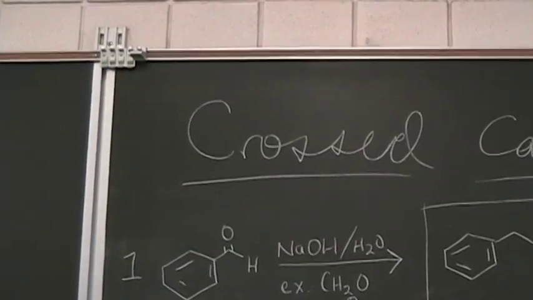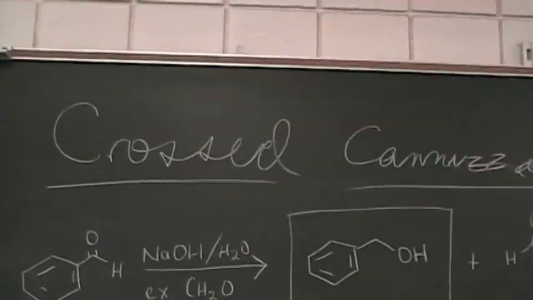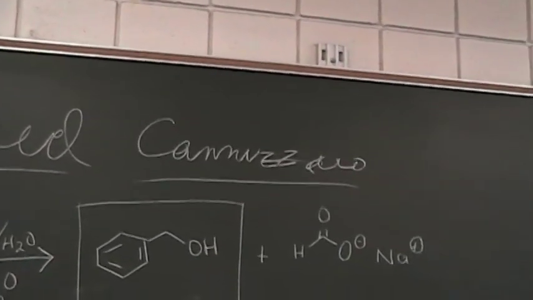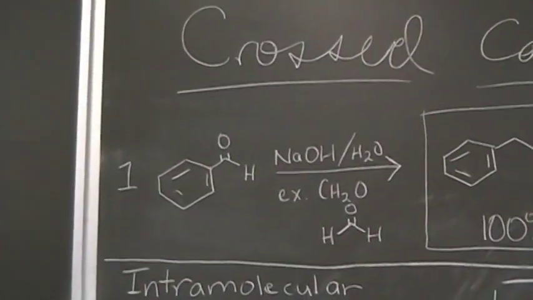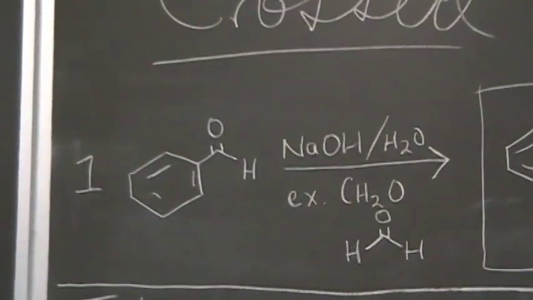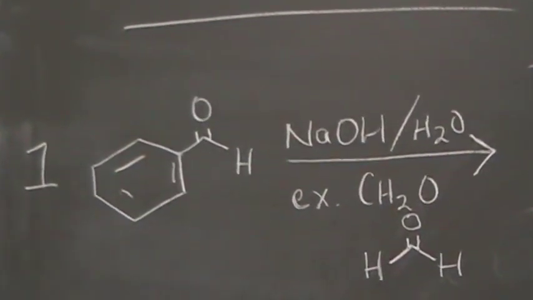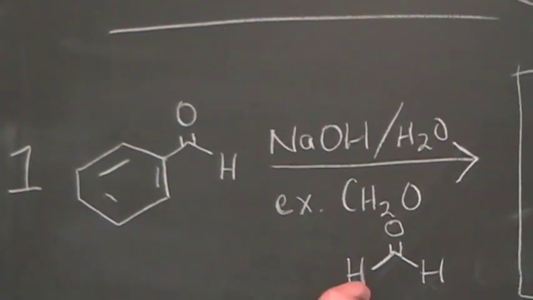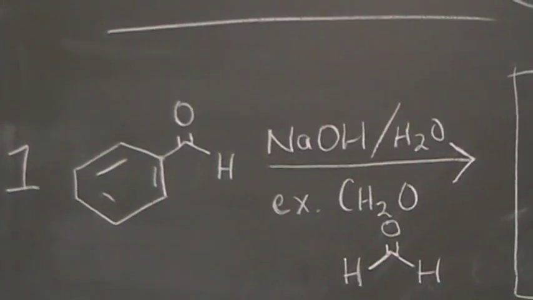I'm going to show you some variations on the Cannizzaro reaction now. It's called the cross-Cannizzaro reaction. In the cross-Cannizzaro reaction, we're only going to start with 1 equivalent of aldehyde instead of 2. And that's because we're going to use formaldehyde as well, and that acts as the second aldehyde.